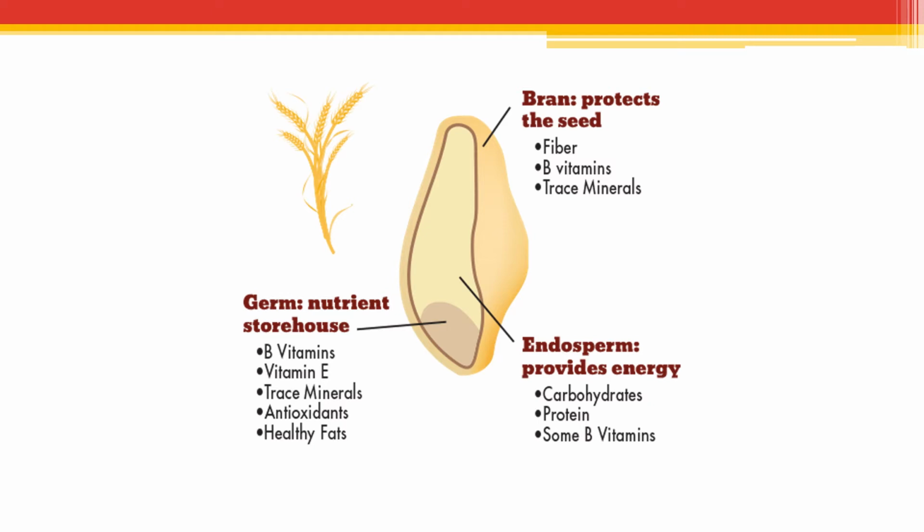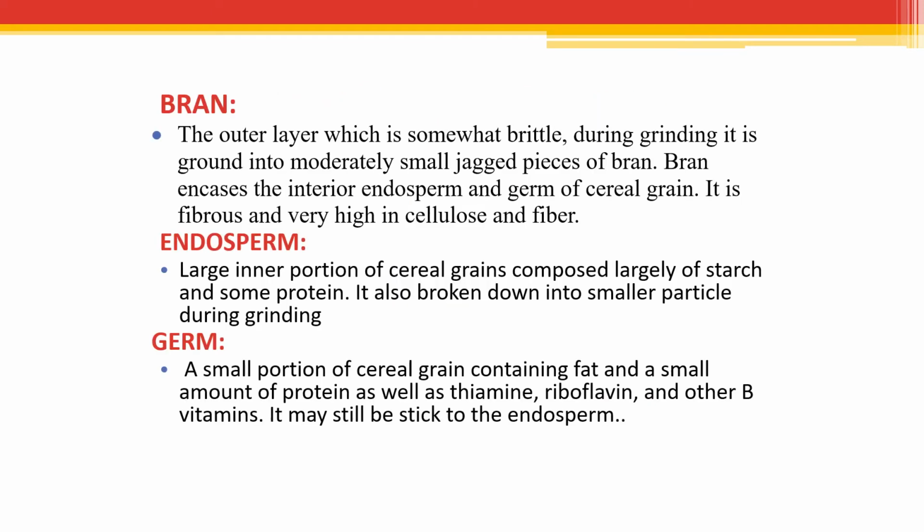Then the third part is germ, and it is known as the nutrient storehouse of wheat. B vitamins, vitamin A, trace minerals, antioxidants, and some healthy fats are also present in germ. The outer layer, which is somewhat brittle, as I have told you, during grinding is ground into moderately small jagged pieces of bran, and that bran encases the interior endosperm and germ of the cereal grain. It is fibrous, very high in cellulose and fiber.